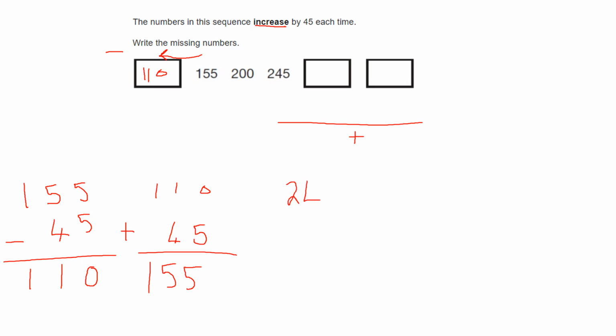And the question tells me I'm increasing each time by 45. So I know that I simply have to do an addition of 45. So 5 add 5, 10. Carry the 1. 4 add 4 is 8. Add 1 is 9. 2. So I've got 290.